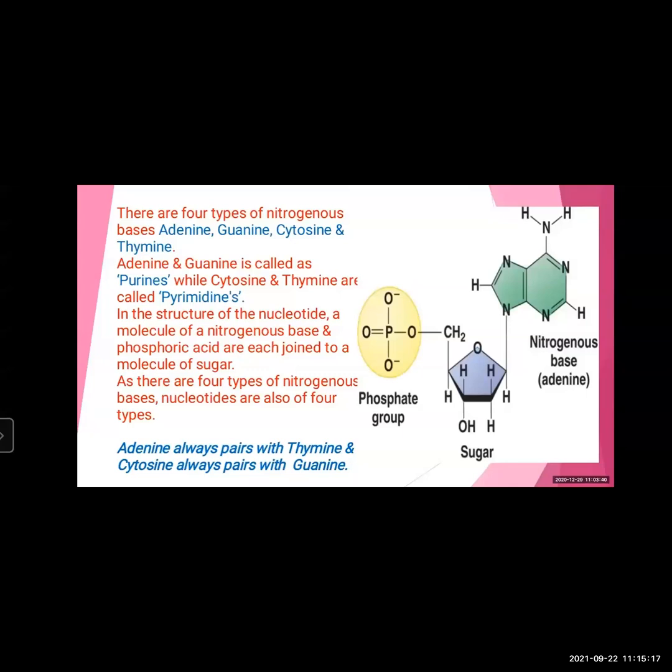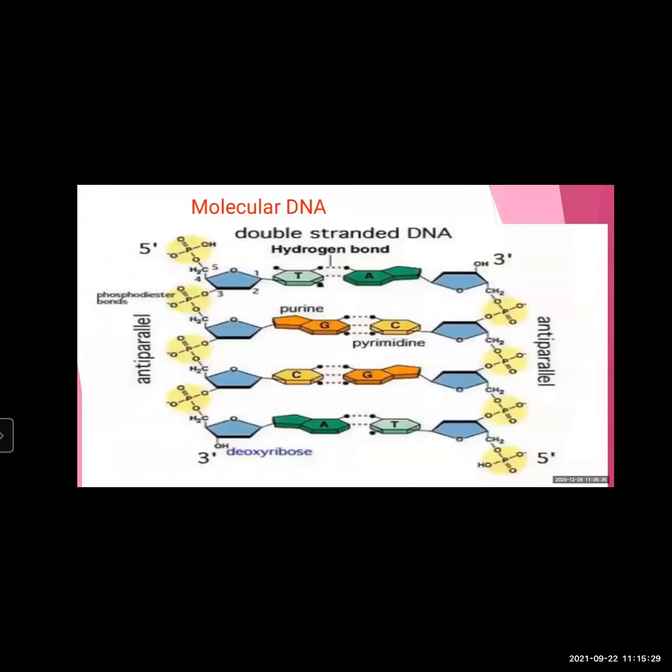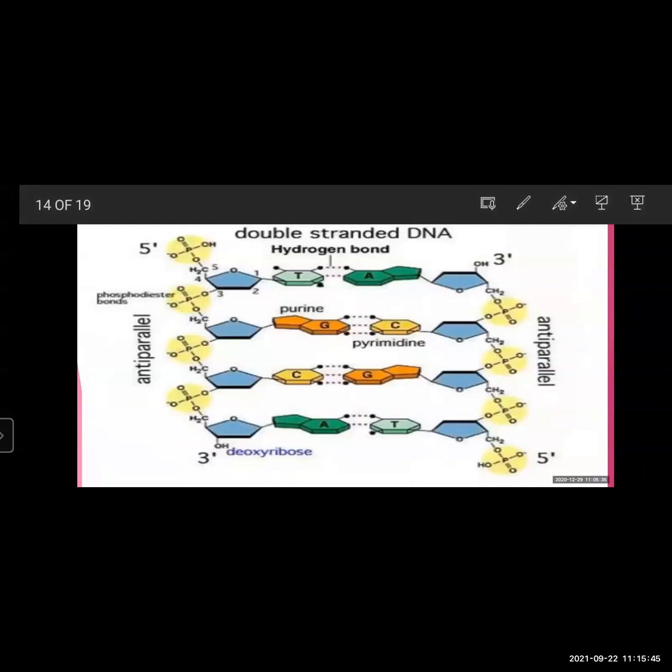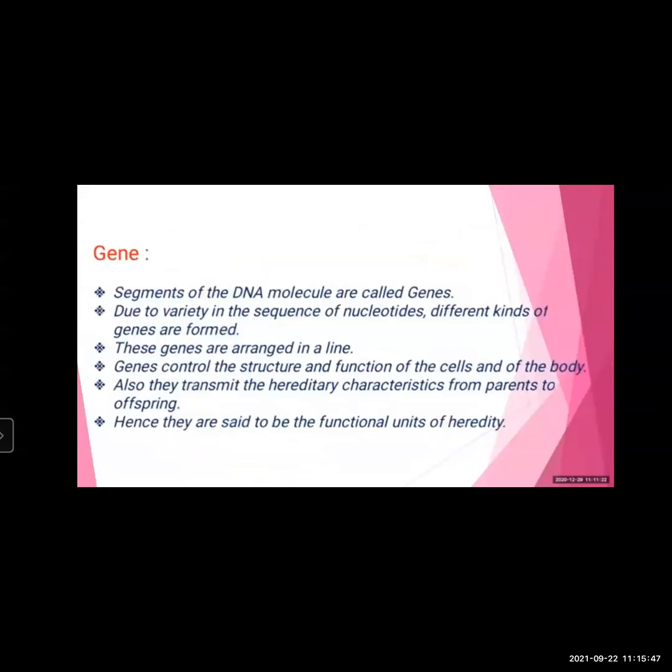This is the molecule of one nucleotide of DNA. You can see the structure of nitrogenous base, structure of sugar, and the structure of phosphate group. This is the molecular picture of the DNA, right? Sugar, phosphate, and nitrogenous base, and they are bonded together by hydrogen bonds. So that was all about the structure of the DNA.